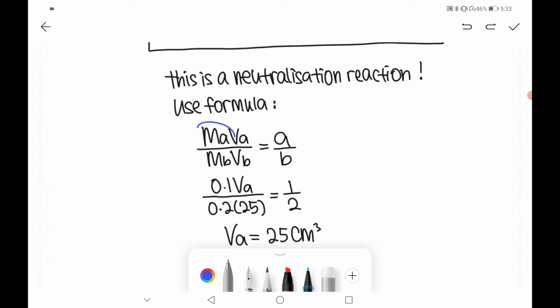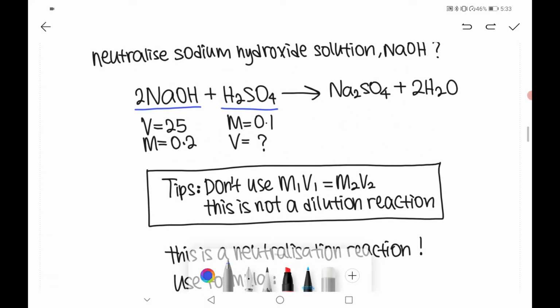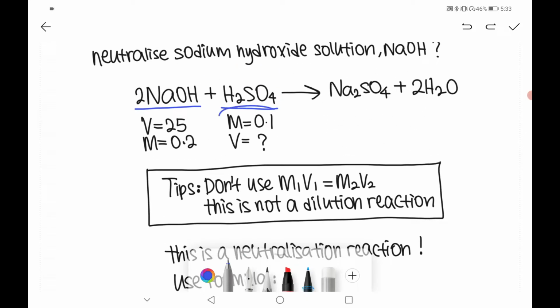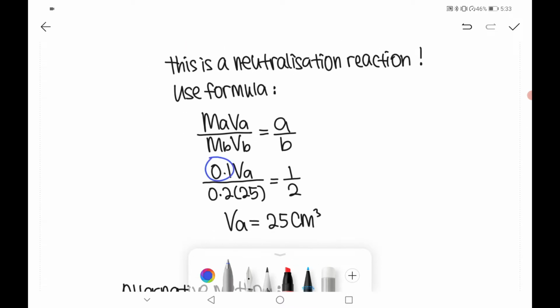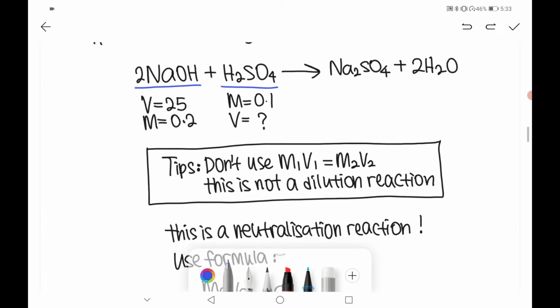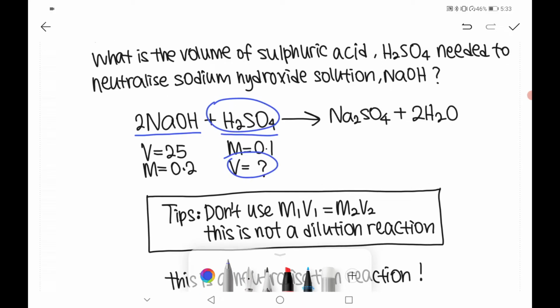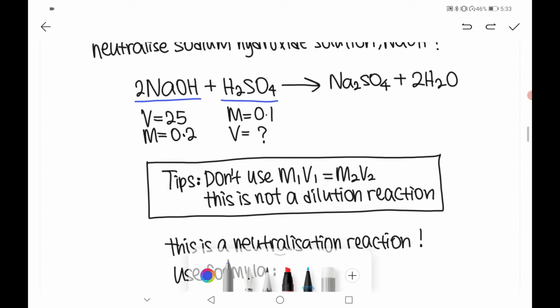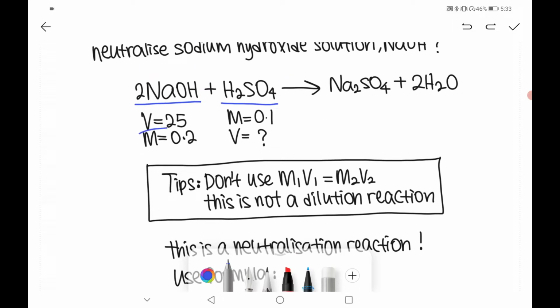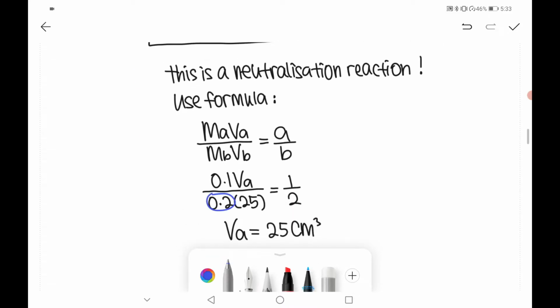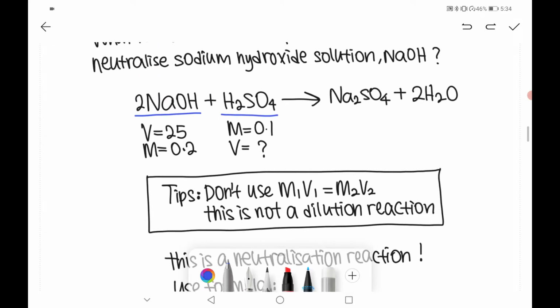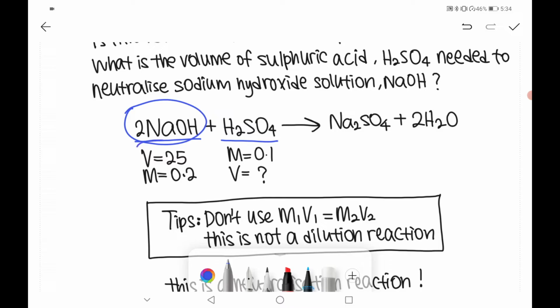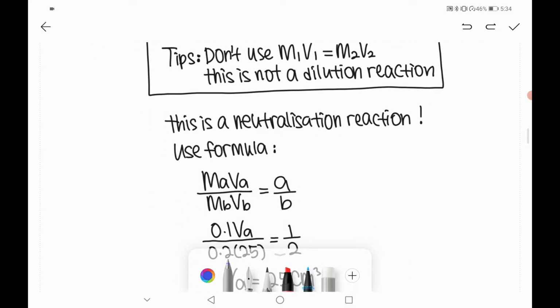Now we put in MA, the concentration of acid, which is 0.1. So we put 0.1 here. VA is the volume of acid, which we don't know, so we copy VA. MB is the concentration of alkali, which is 0.2, so we put 0.2 here. VB is the volume of alkali. The volume is 25, so we put 25 over here.